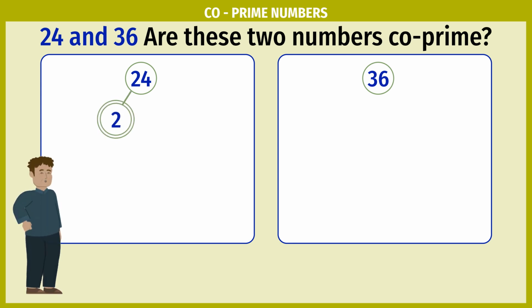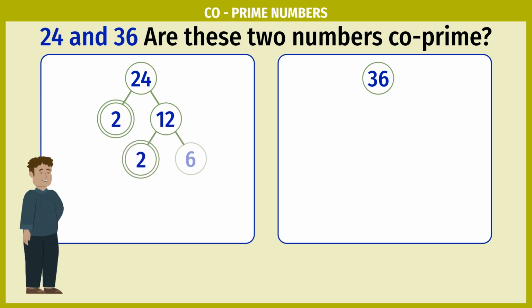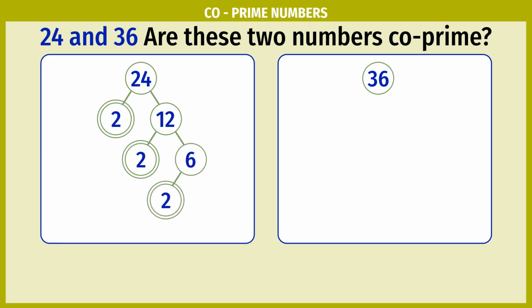To solve, we first do prime factorization of 24 by factor tree method. We get 24 equals 2 into 2 into 2 into 3.